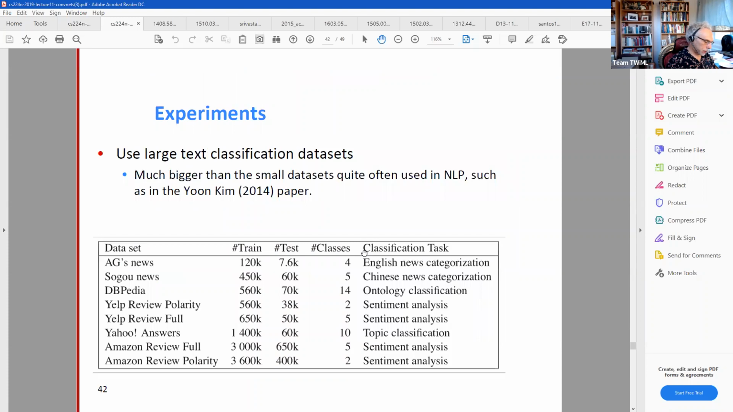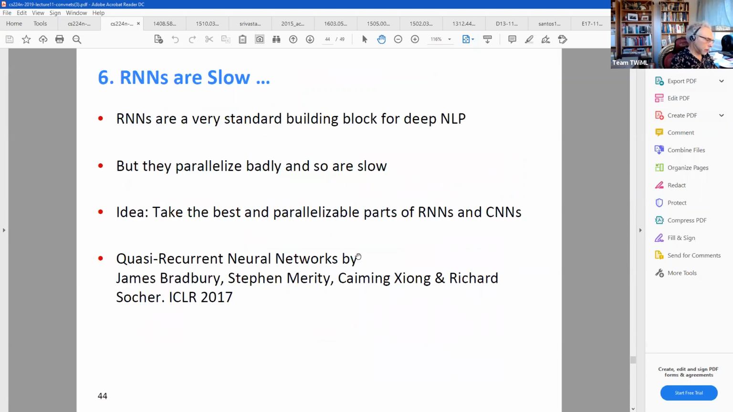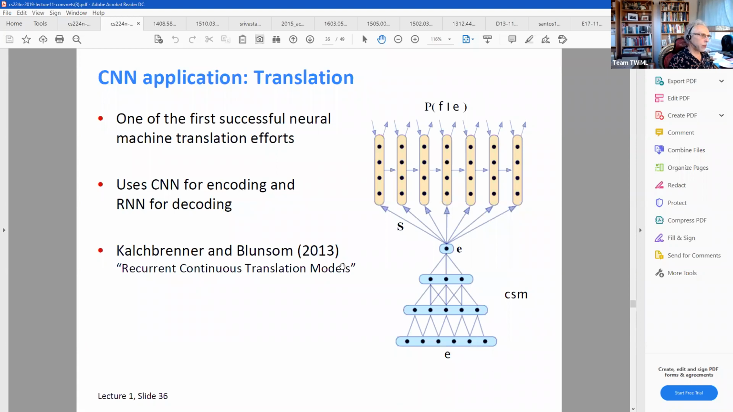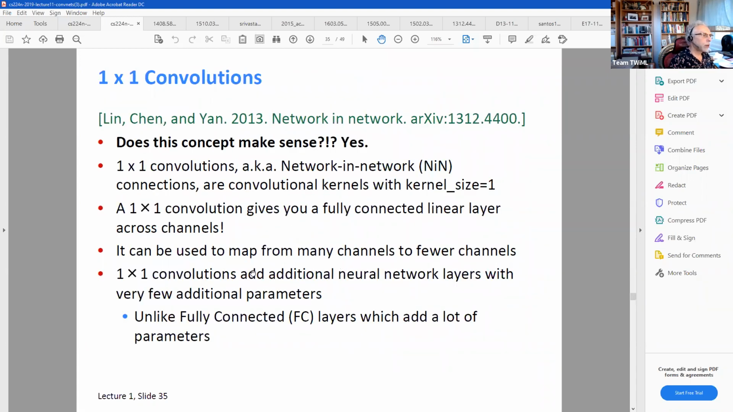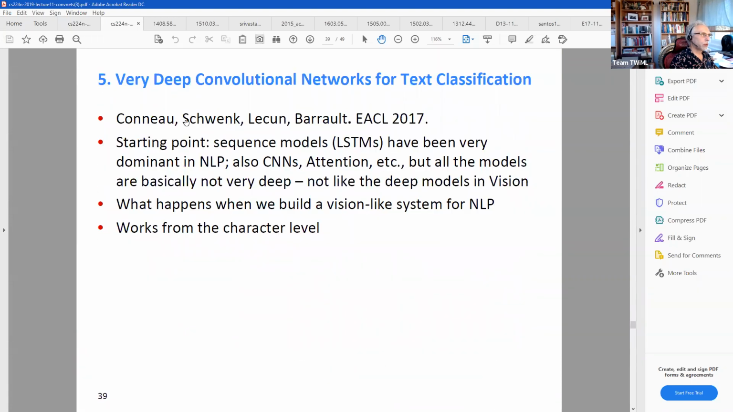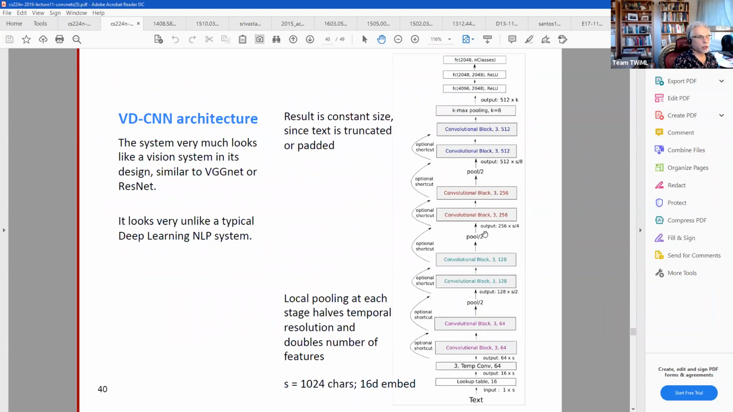Let's see. Slide 35 is where he introduces the Yann LeCun paper. Sorry, I got the wrong one, oh yeah, that's the network in network, I'm sorry. We went through Conneau, Schwenk, LeCun, and Barrault. That's the paper we just looked at. And then he has a couple more slides, we've already seen this. So basically he's done the same thing that I did when I went through it. It's just to focus on the architecture and just sort of describe it.